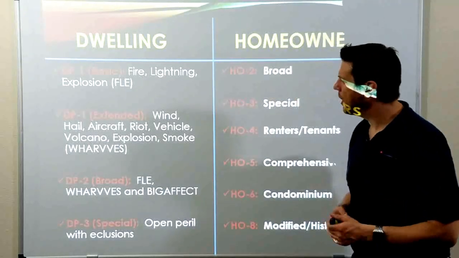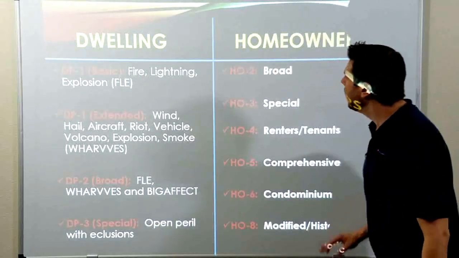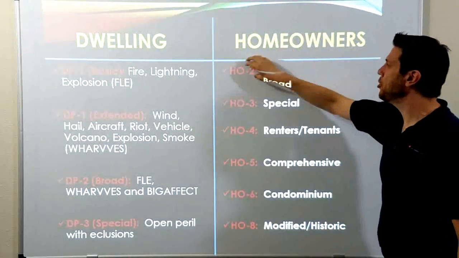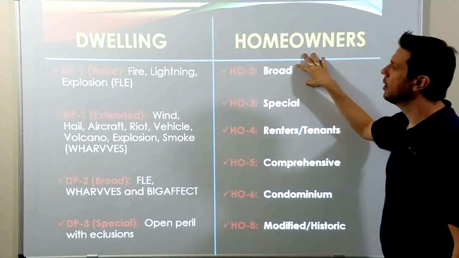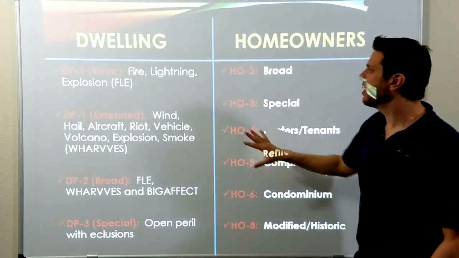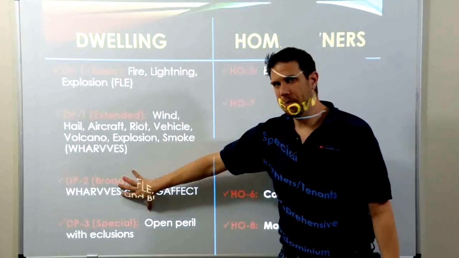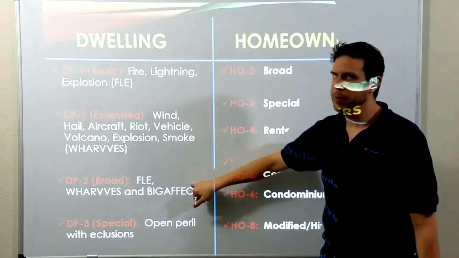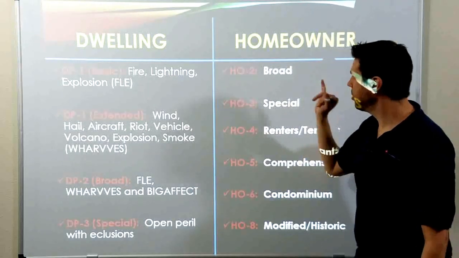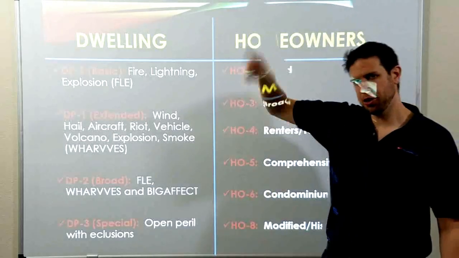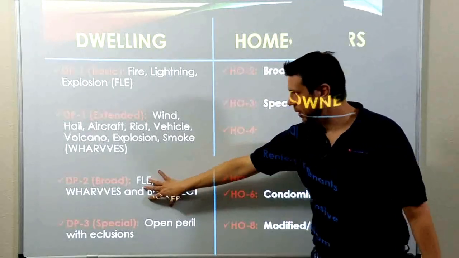So the DP3 special is open peril. Now let's go over to the homeowners policies. The homeowners policies, the HO2 broad, covers your house, your structure, against the broad perils. It'll cover your house against fire, wind, and other perils. So the HO2 is known as broad because the actual house, the structure, is covered against the broad perils.